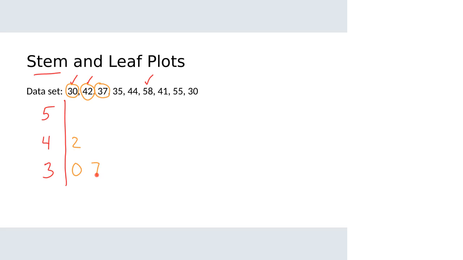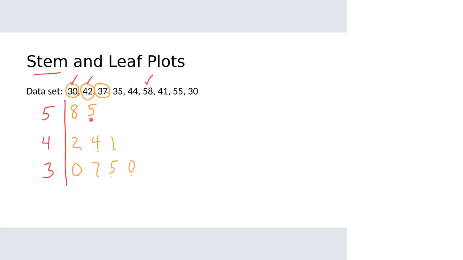And the shorthand is I don't have to write the entire number down. What I'm doing here is this 7 represents 37, and I know that because it has a 3 over there in the stem in that same row. And I'll just continue this all the way down my data set. Next is 35, 44, 58, 41, 55, and 30. Now I want to make sure I didn't miss any. So I have 1, 2, 3, 4, 5, 6, 7, 8, 9 data points. And I have 1, 2, 3, 4, 5, 6, 7, 8, 9 in my stem and leaf plot.